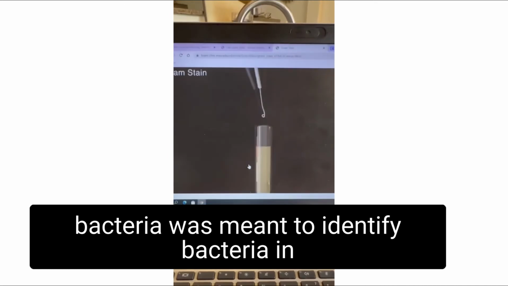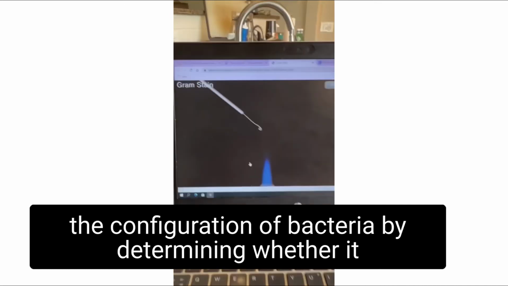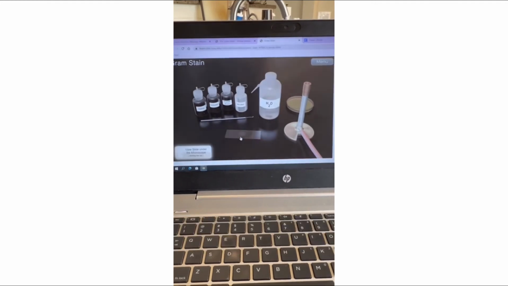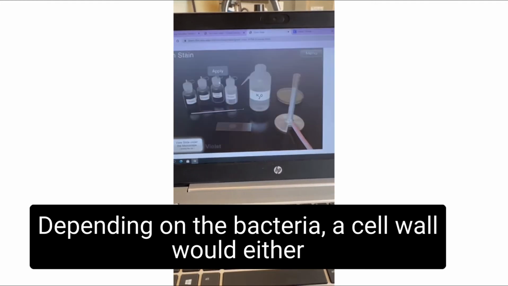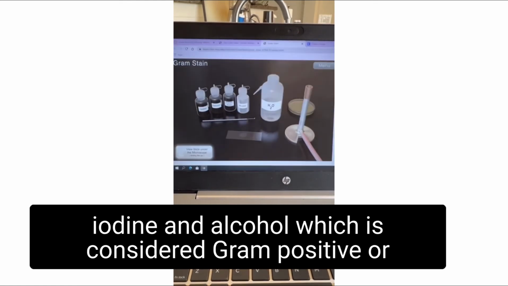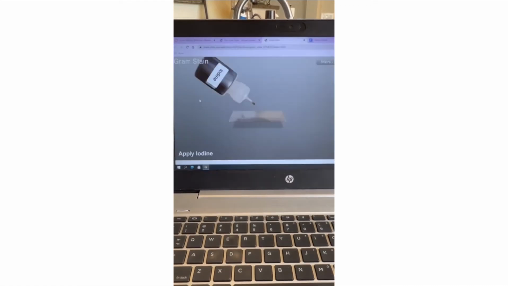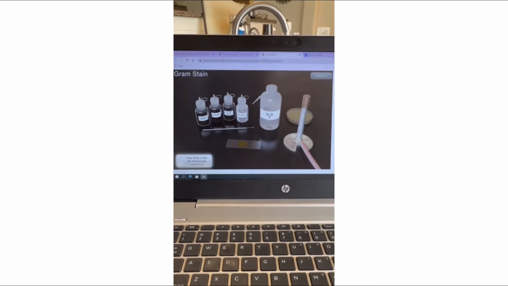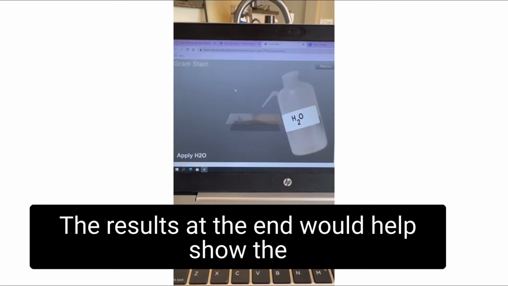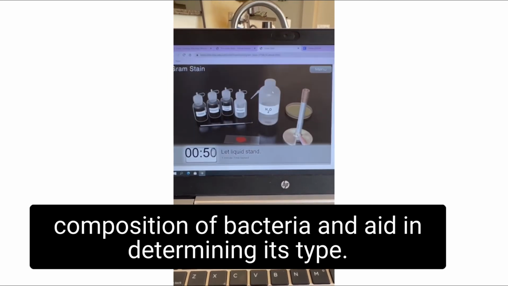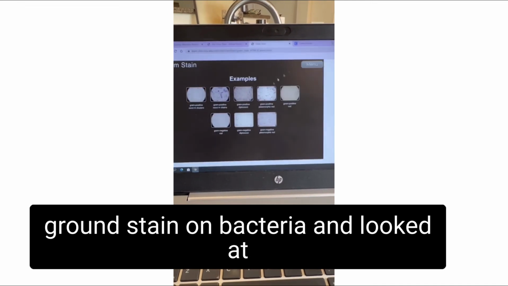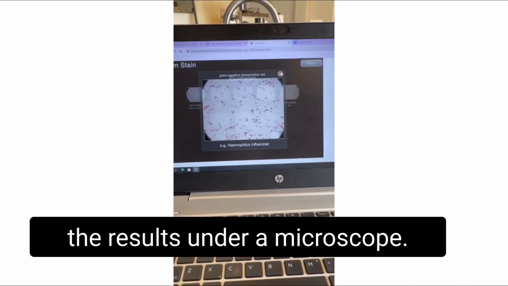Using the Gram stain on bacteria was meant to identify bacteria and the configuration of bacteria by determining whether it was gram-positive or gram-negative. Depending on the bacteria, a cell wall would either retain a violet color when exposed to crystal violet, iodine, and alcohol, which is considered gram-positive, or lose the violet color and retain a pink color from the safranin counterstain, which is gram-negative. The results at the end would help show the composition of bacteria and aid in determining its type. Everyone in my class performed the Gram stain on bacteria and looked at the results under a microscope.